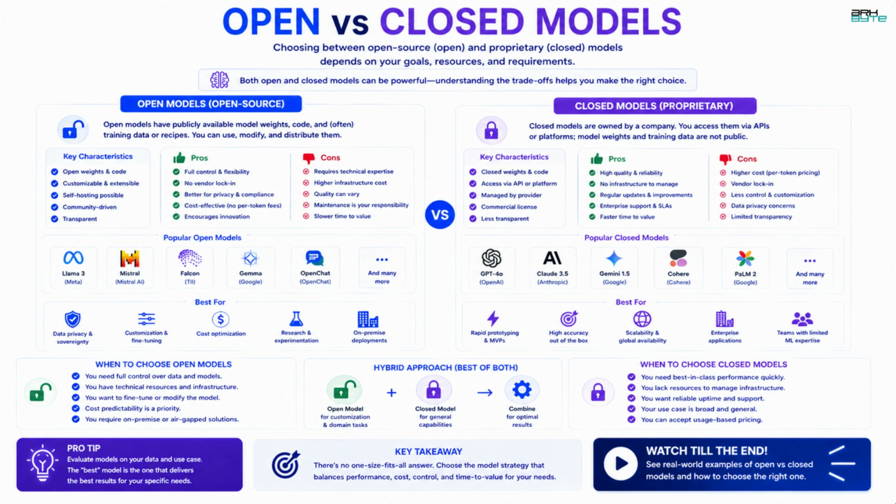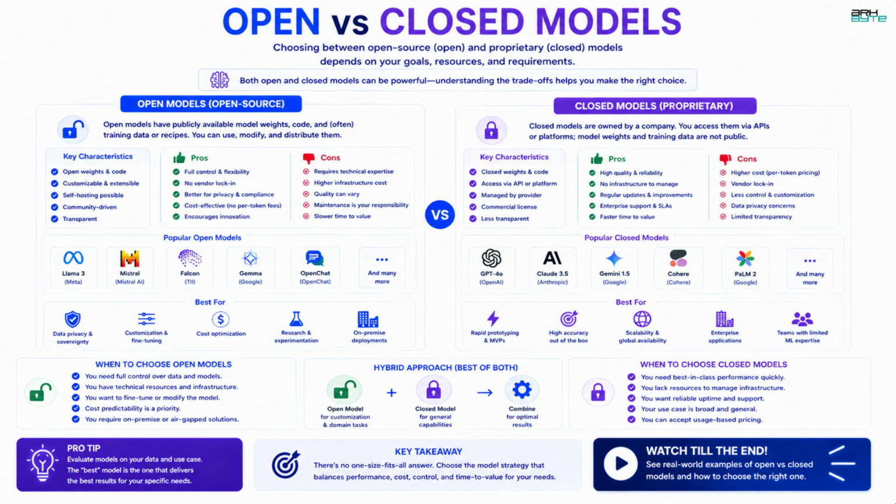However, open models often need more technical skills, infrastructure, tuning, and maintenance. Closed models are owned by companies and usually accessed through API or apps. Examples include OpenAI GPT, Anthropic Claude, Google Gemini, and Cohere.